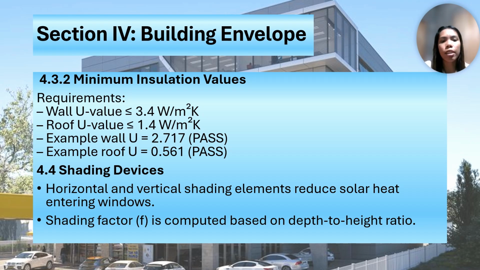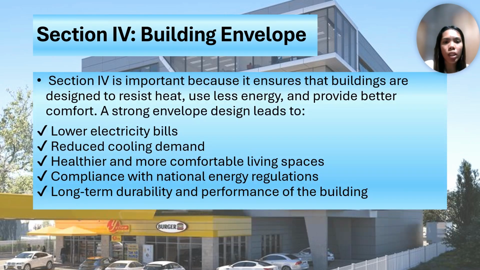So the lower U value is equal to better insulation, which is equal to less heat entering the building. So next is the shading devices. Horizontal and vertical shading elements reduce solar heat entering windows. Shading factor F is computed based on the depth to height ratio. A smaller F means better shading and lower window solar gain. So for example, if the office window F is equal to 0.74. So yeah.